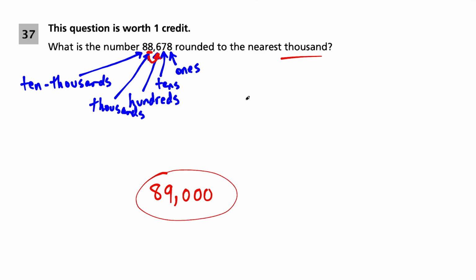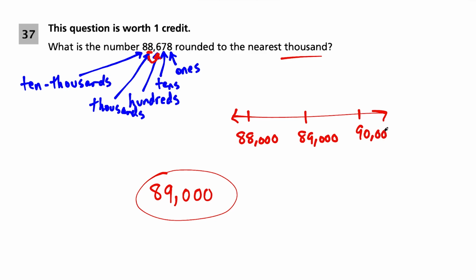Now, before we move on, I want to think about the concept behind this question. Let's think of the number line. And I'm going to count by thousands. So I'm going to start here at 88,000. And then I'm going to go next to 89,000. And then after 89,000, if I'm counting by thousands, would be 90,000. And let's think about where the number 88,678 is located. It would be at about this location over here.